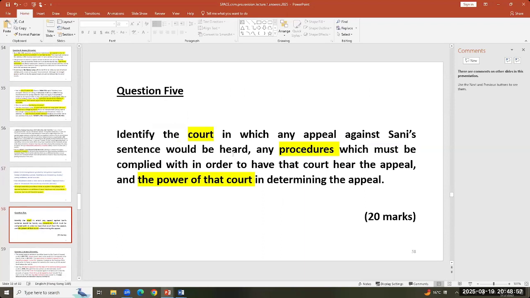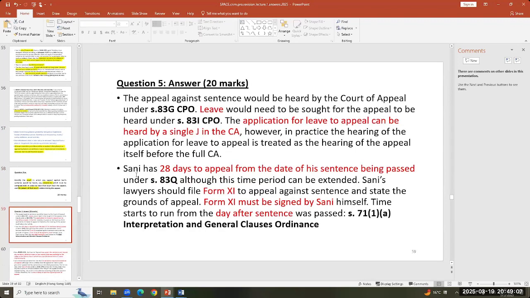And then the last bit is the procedural part. Which court would hear the appeal? Which procedures? What is the power of that court? 20 marks. So you're going to see here the same points that we have covered already. Leave, single judge in the Court of Appeal, 28 days, file Form 11, signed by Sani, starts to run the day after sentence was passed.